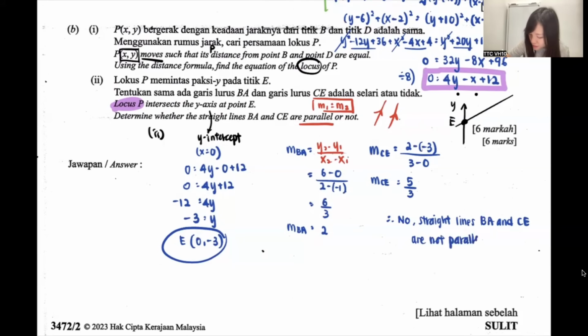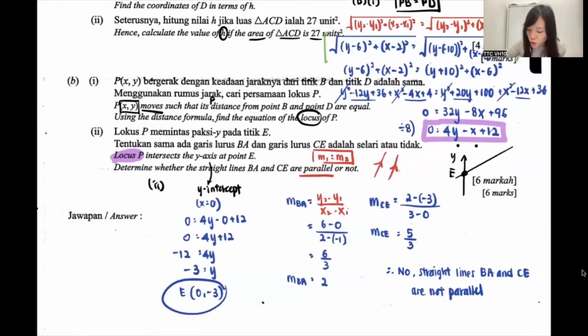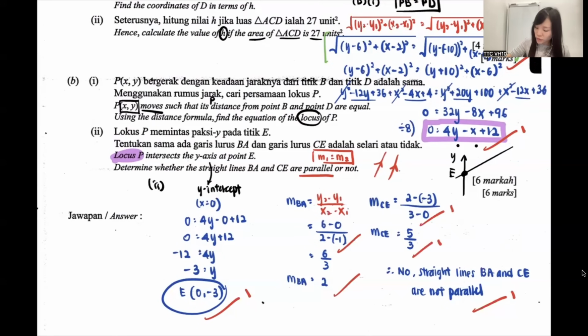Wow, 6 marks. Where are the 6 marks for every single thing? Just now you do the locus correctly, write out the working, 1 mark. Get the locus, 1 mark. Get the coordinate E, 1 mark. Stating they are not parallel, 1 mark. Get the gradient working, 1 mark. Get the gradient value, 1 mark. So 1, 2, 3, 4, 5, 6, correct. 6 plus 4, this whole question is worth 10 marks. Understand, right?